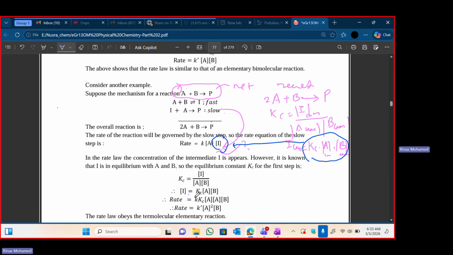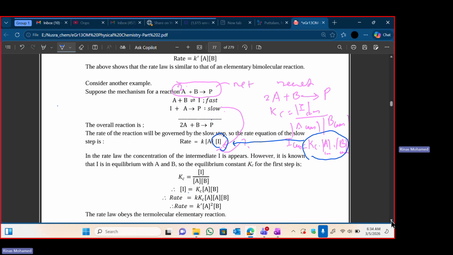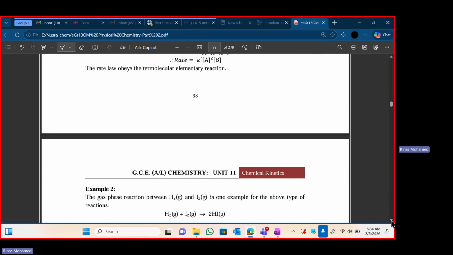Likewise, without writing all these things, you can write this just by looking at the mechanism, because altogether in the fast and slower steps 2 A and 1 B molecule are participating. We are not putting the intermediate concentration in the rate law, so we are omitting that. So R equals K dash into A to the power 2 and B to the power 1. Right? You have to practice using that.